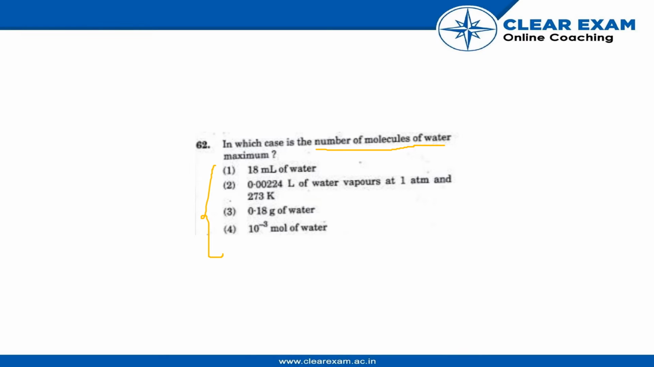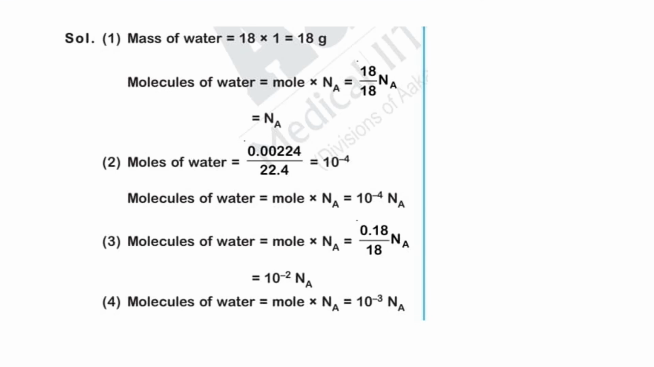Okay, now here is the first, in which it was said that the mass of water is 18 grams. So when we have to calculate the molecules, it is the moles into Na. So basically now 18 divided by 18 Na, the answer is Na.